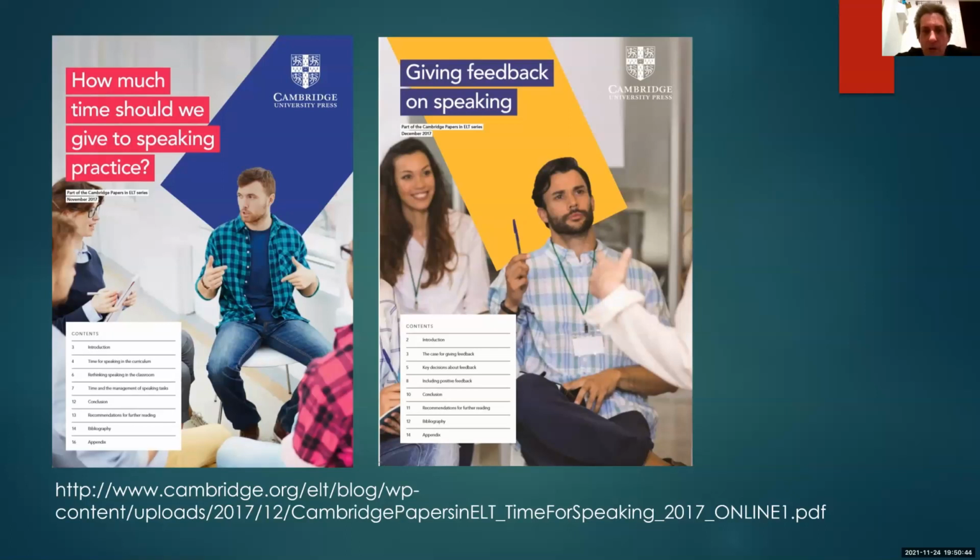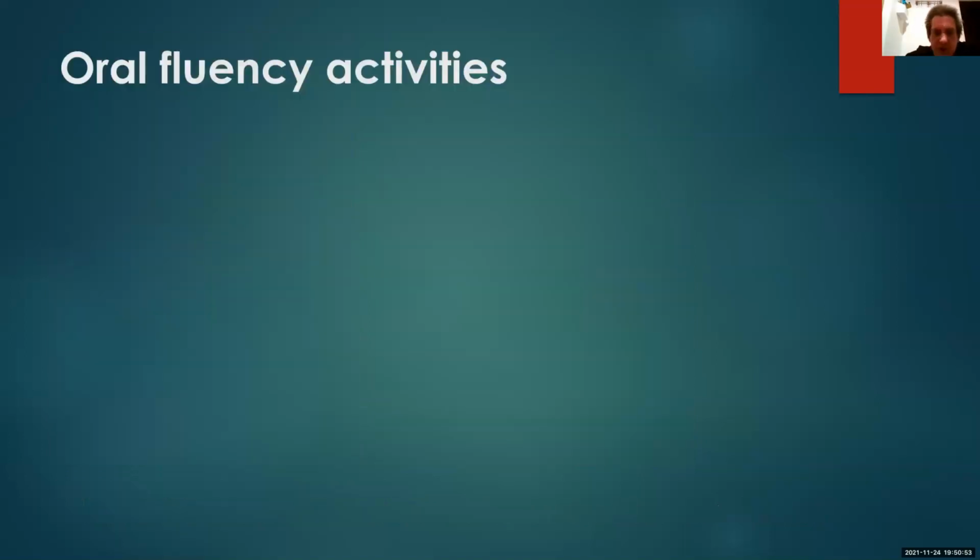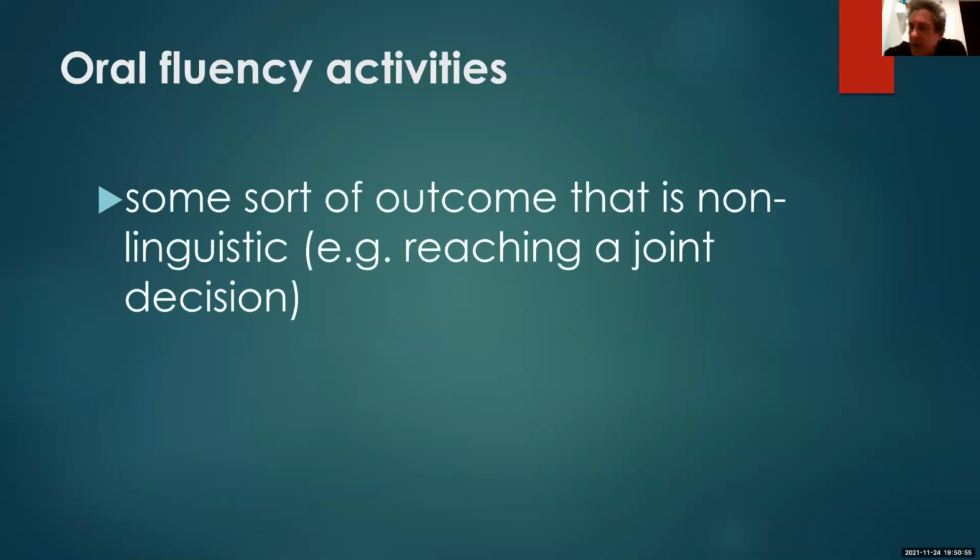Okay, I'm talking about oral fluency activities. So I need to be fairly clear what I'm talking about, first of all. My definitions then are that there is some kind of outcome, a non-linguistic outcome in the speaking activity. It could be simply reaching a decision together or making some kind of presentation or selling something, but there has to be a non-linguistic outcome.